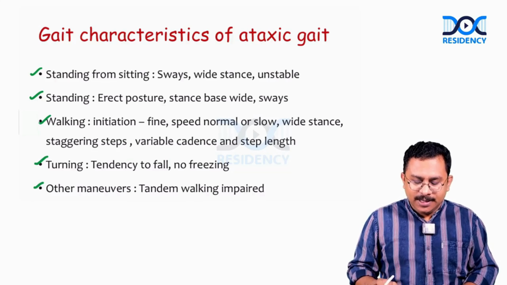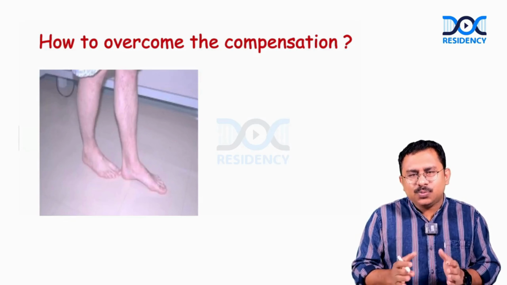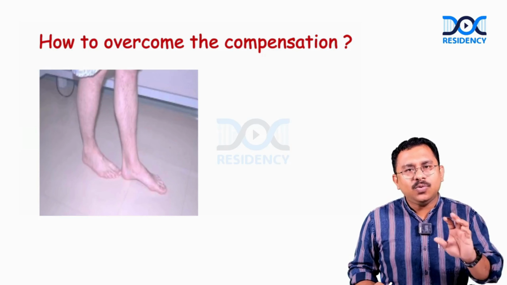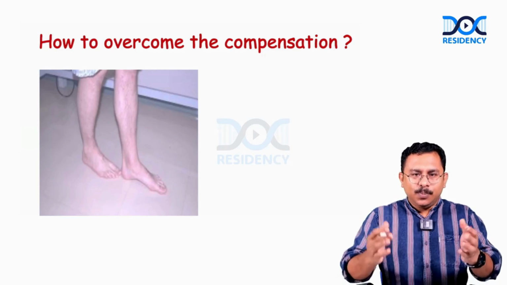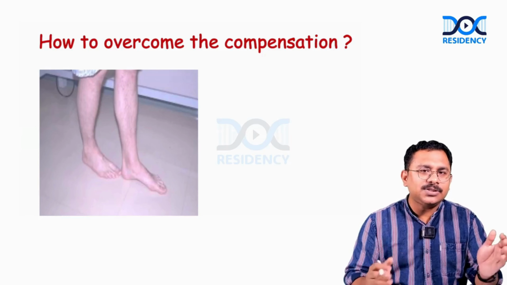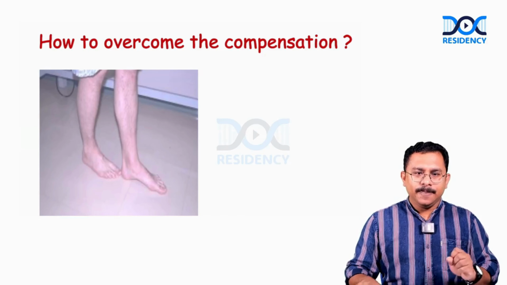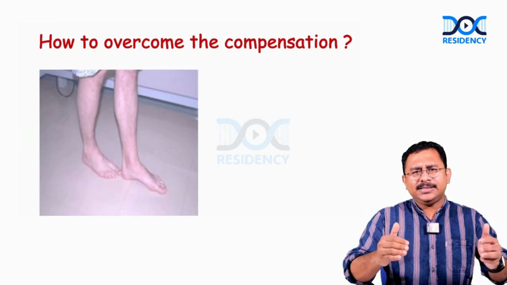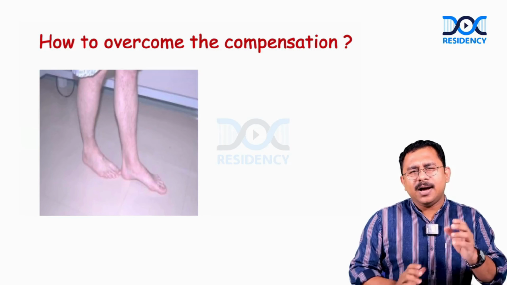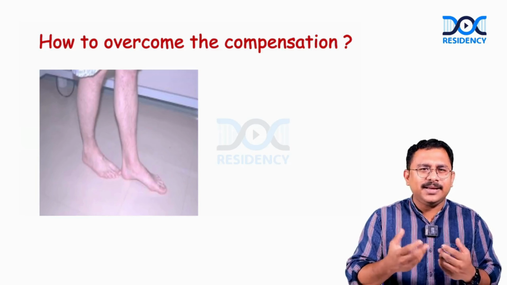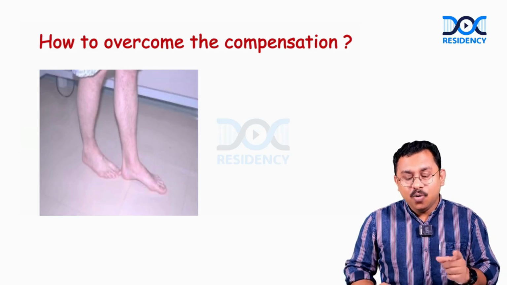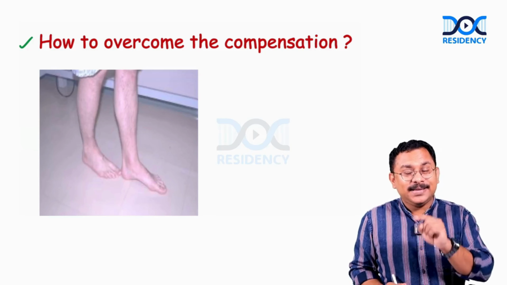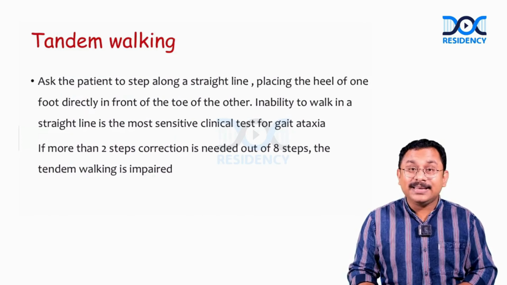Got it? Now, I told you patients will have a broad base as a compensatory mechanism. Suppose you see a patient in whom you suspect cerebellar dysfunction, but he has a stance and is trying to walk without much difficulty, yet you get a feeling that he's compensating with a broad base. How will you overcome this compensation? Important question, and the picture tells you the story. This is done by tandem walking.